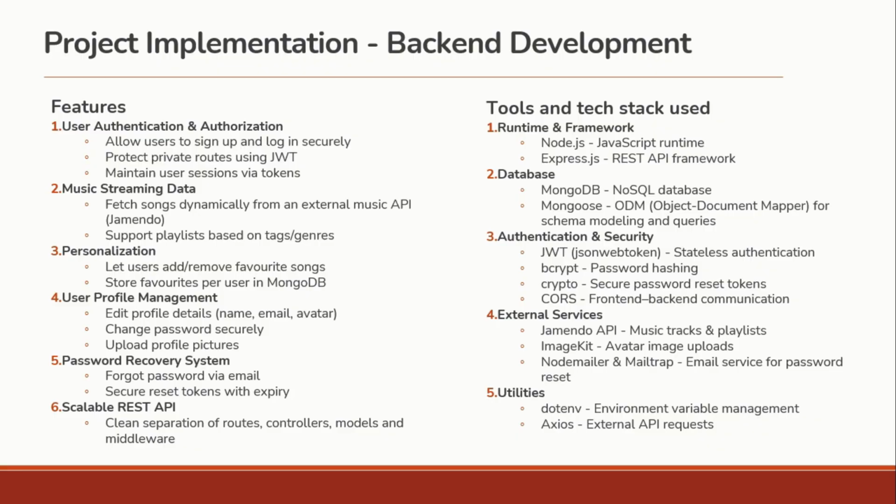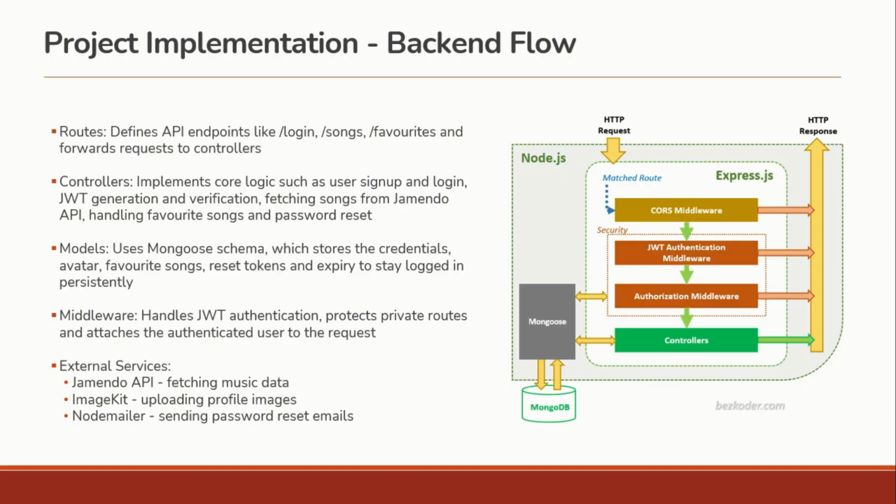Some of the external services used are the Jamendo API. Like I mentioned, this allows us to fetch music tracks and playlists. ImageKit, which is for uploading avatar images. And finally, Mailtrap, which is an email service for password reset. The utilities that we've made use of are .env, which is for environment variable management, and Axios for making external API requests.